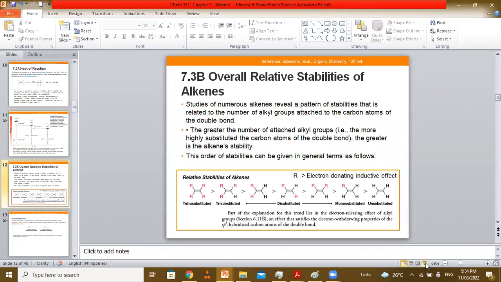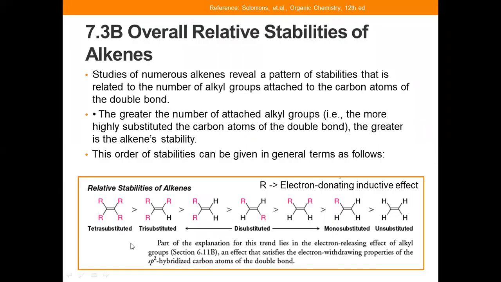Okay, let's continue. As I mentioned, now you simply have to look at how many alkyl groups are attached to your alkene to determine which alkene is more stable than the other. If there are 4 alkyl groups attached, it's tetrasubstituted. If there are only 3, it's trisubstituted. If there are only 2, it's disubstituted. But you have to know that for a disubstituted alkene, there are only 2 R groups attached.